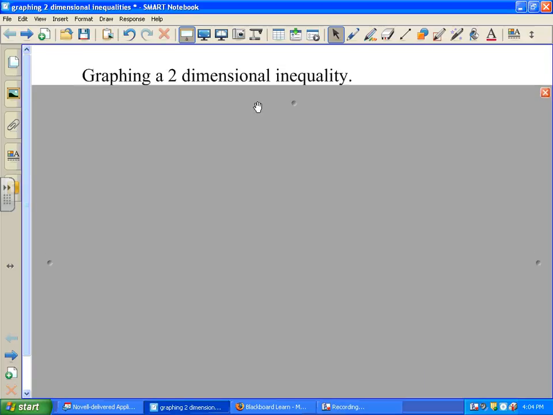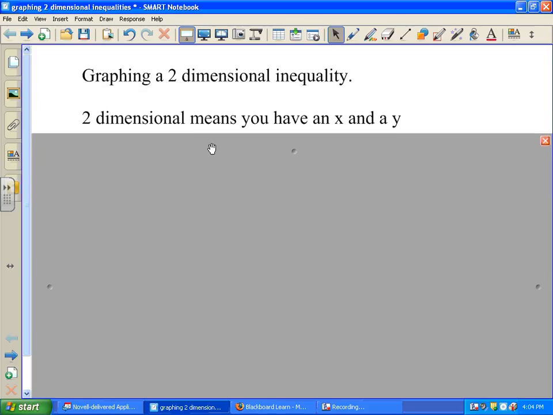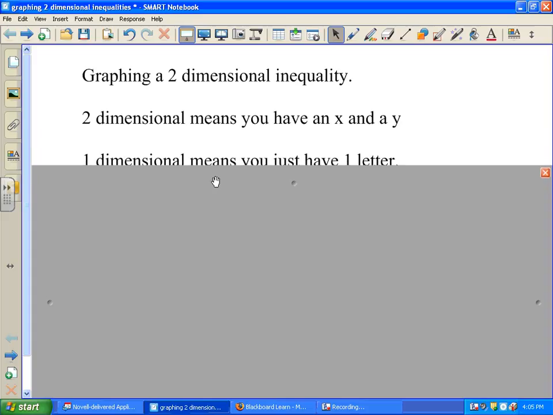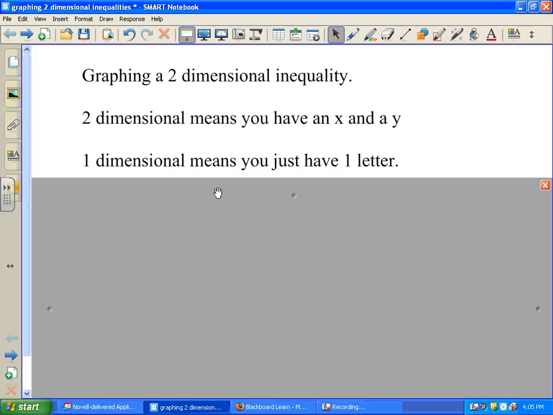What we're going to be doing today is graphing a two-dimensional inequality. Two-dimensional means you have an x and a y, so we're going to have an x and a y axis. If it was one-dimensional, it means you just have one letter, like an x, and you would just have a number line.